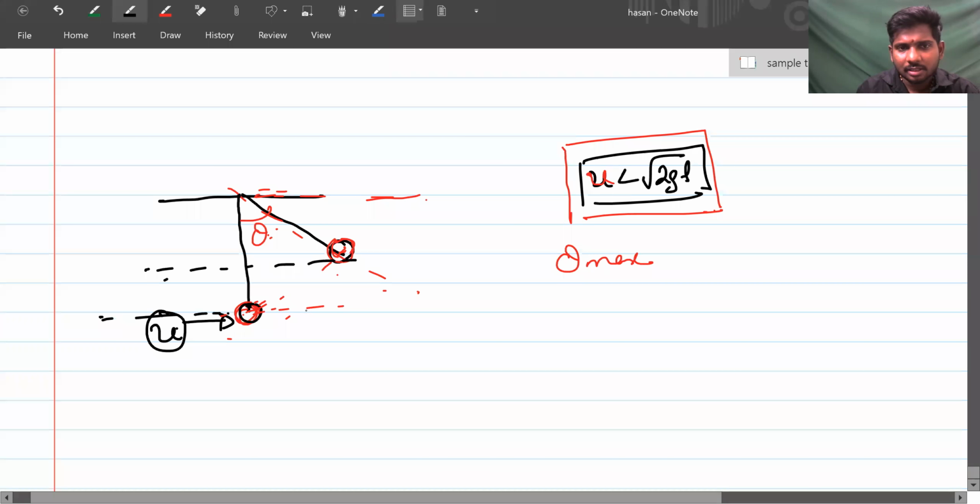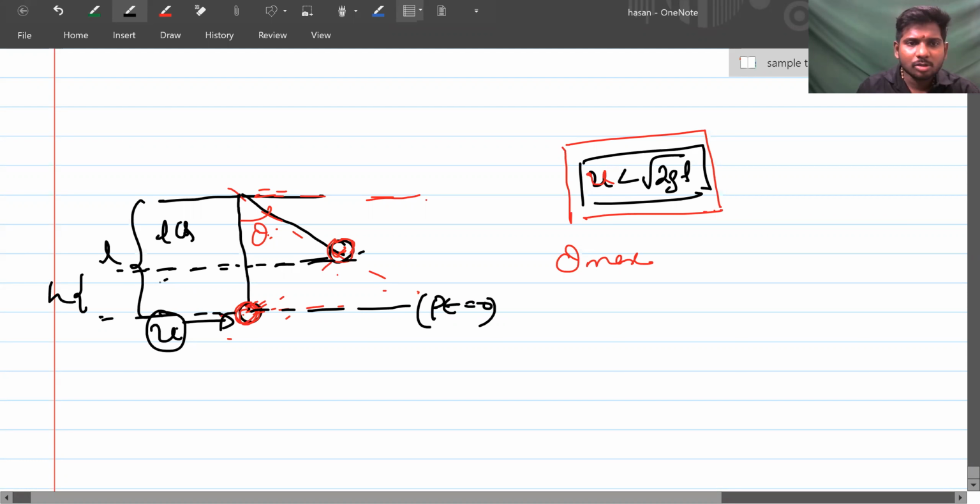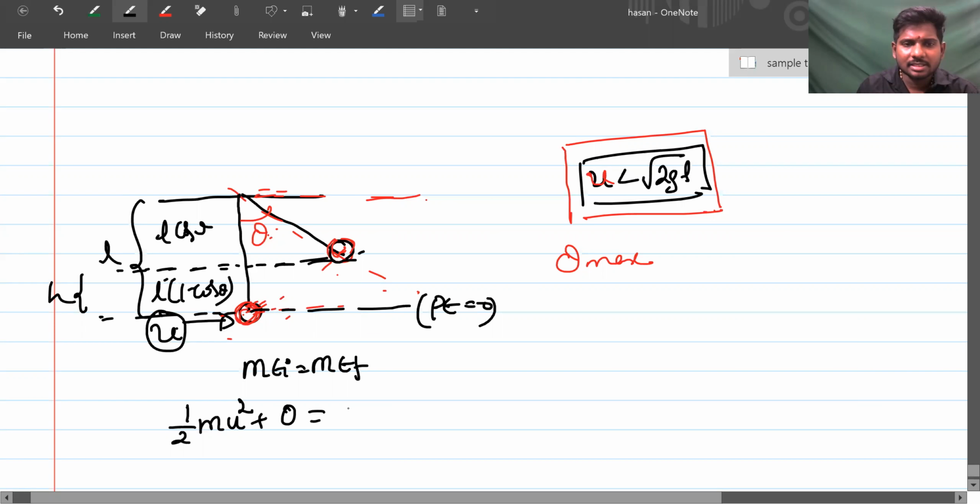If you take this as the initial level, 0, and consider this as the height it can go, this is completely L, and this is L cos theta from the diagram. This will be L into 1 minus cos theta. Using mechanical energy conservation, because there is no external force and no friction, half m u squared, the kinetic energy, plus potential 0, is equal to finally kinetic energy 0 plus potential energy mgL into 1 minus cos theta.